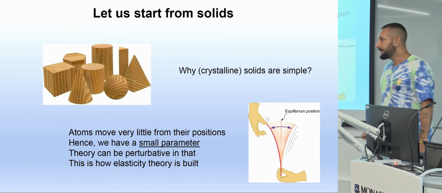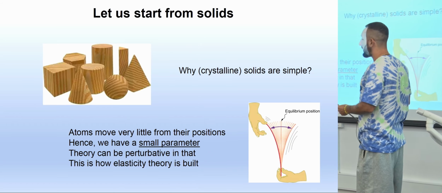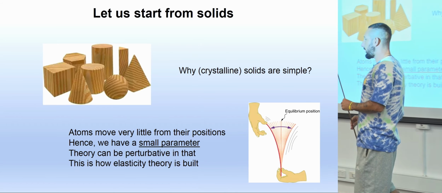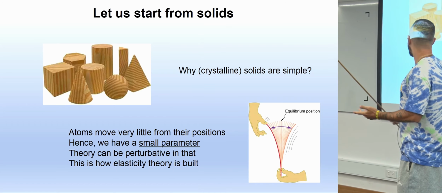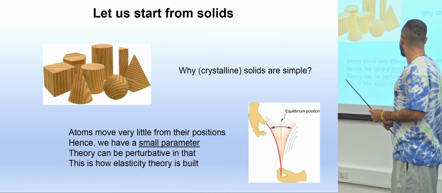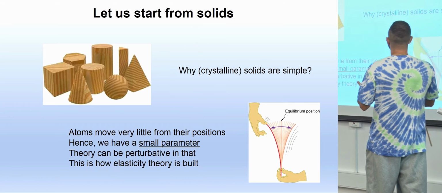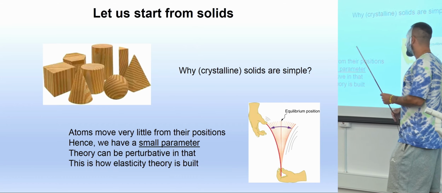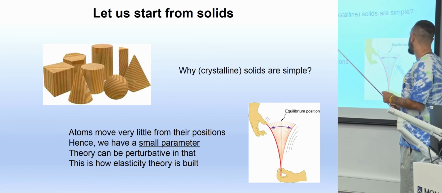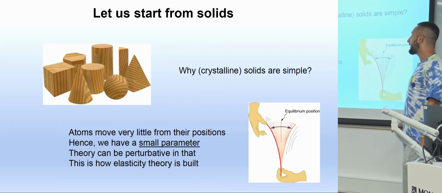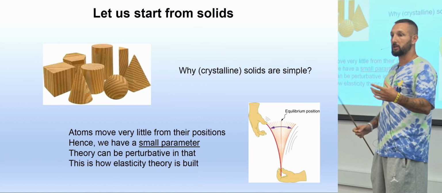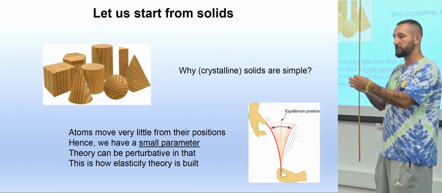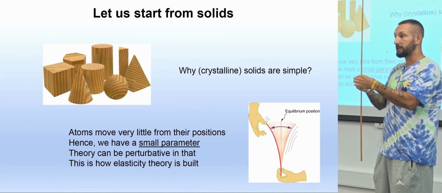So now, this is a bit of the introduction. Now I want to tell you why solids are better understood and usually more discussed than liquids. So why are crystalline solids simple? There are two different reasons, and maybe the most important one is that the atoms in a solid move very little from their positions. So even though the interactions between the atoms are strong, they don't move a lot.